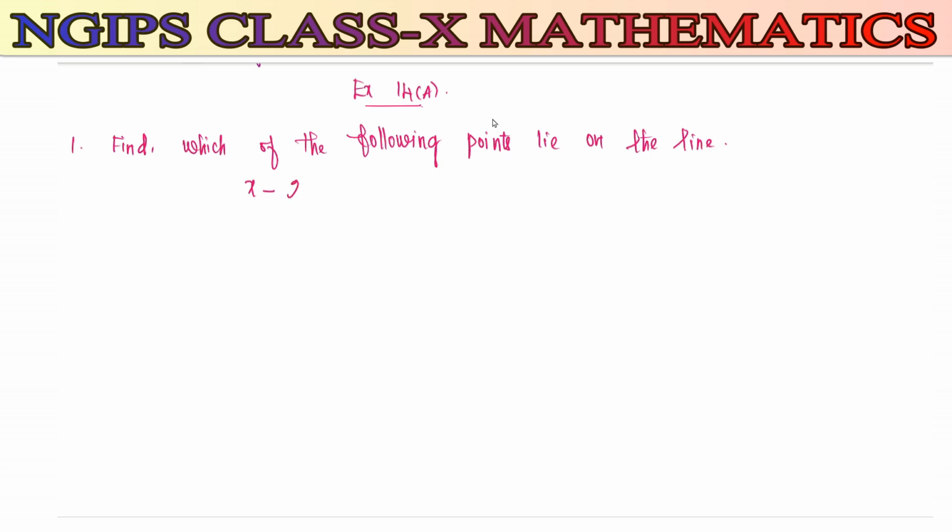Based on this concept we are going to solve exercise 14a. The first one: find which of the following points lie on the line x minus 2y plus 5 is equal to 0. So this is the given equation. Now we have to check which point lies on this line x minus 2y plus 5 is equal to 0.